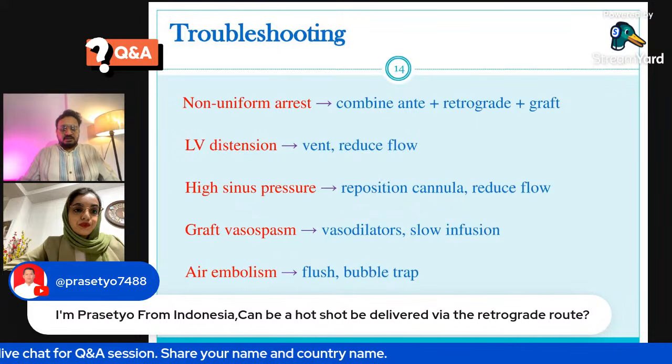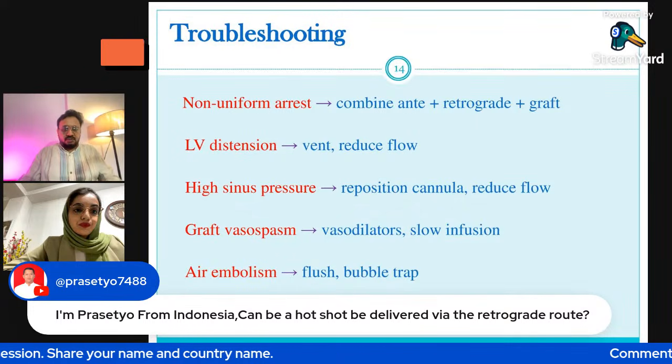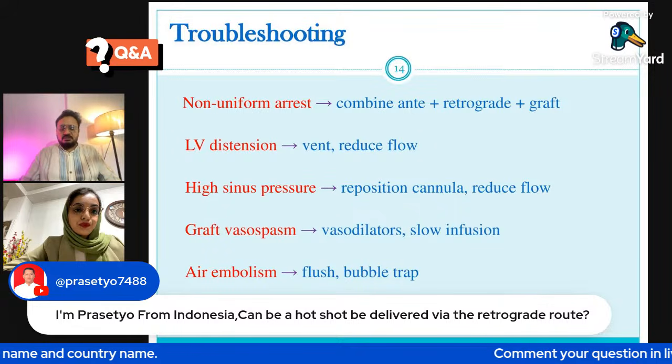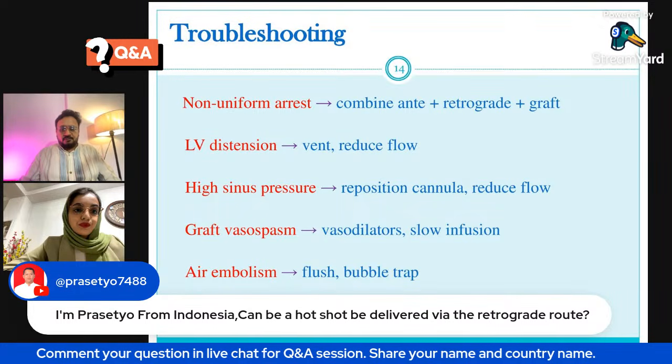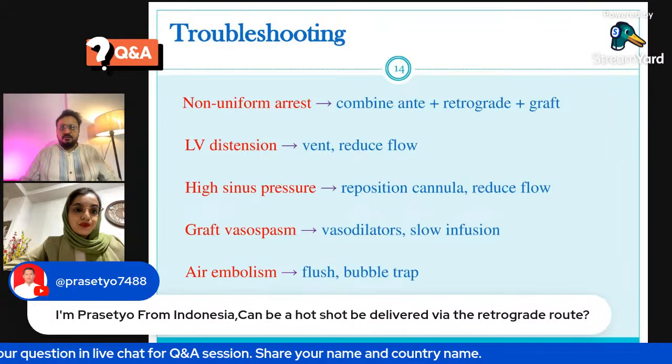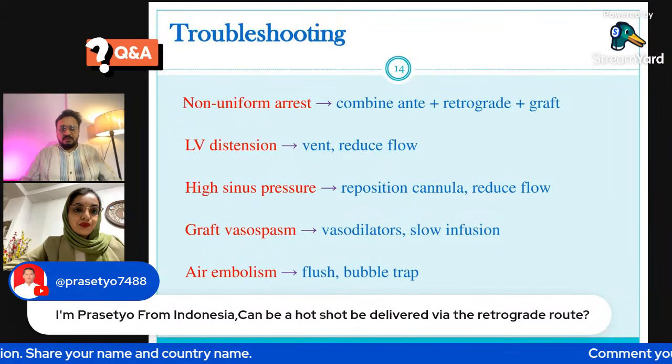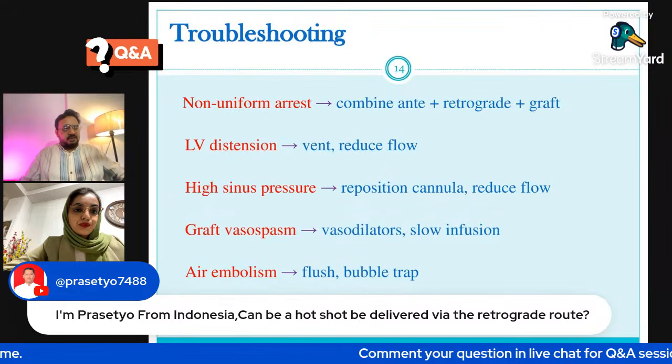I think this question is a bit confusing. I think the question is, can hotshot be delivered via the retrograde route? So I think sometimes we can give it through retrograde if the antegrade is not possible, but most of them never use this route for hotshot.